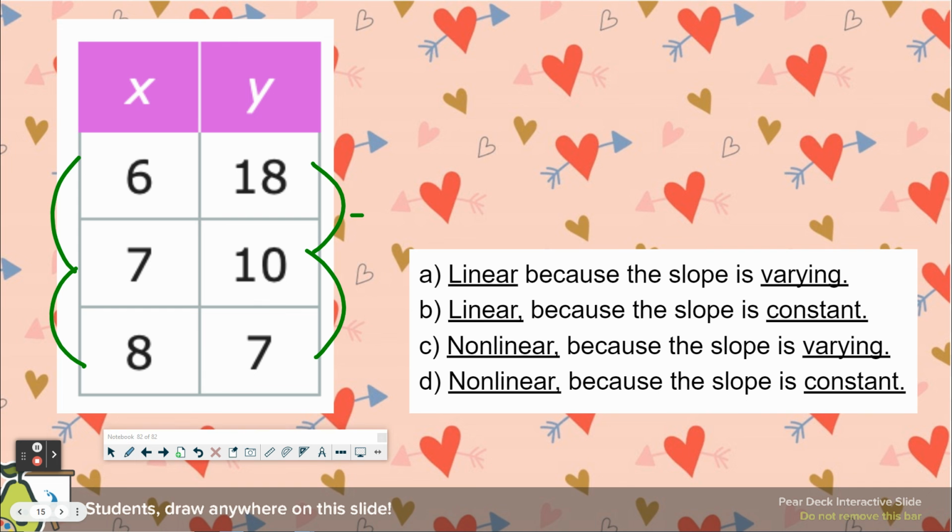Okay, from 18 to 10 is -8. From 10 to 7 is -3. I don't like that those aren't the same numbers, but I'm going to keep going. 6 to 7 is 1. 7 to 8 is 1. So we'll just check the slope.